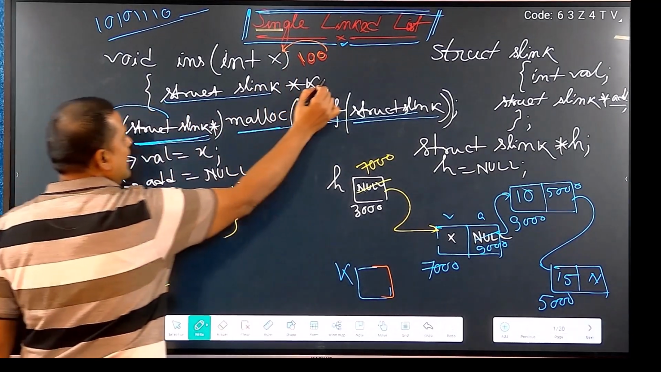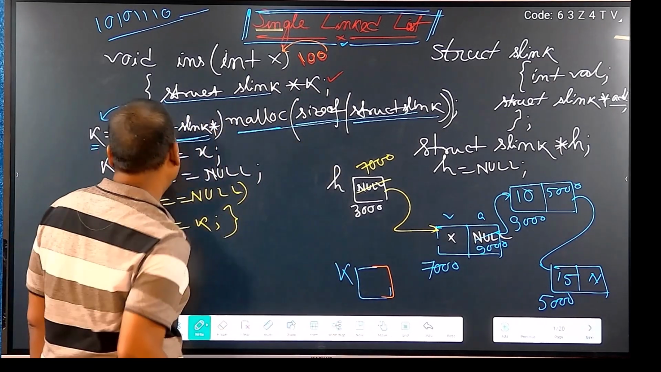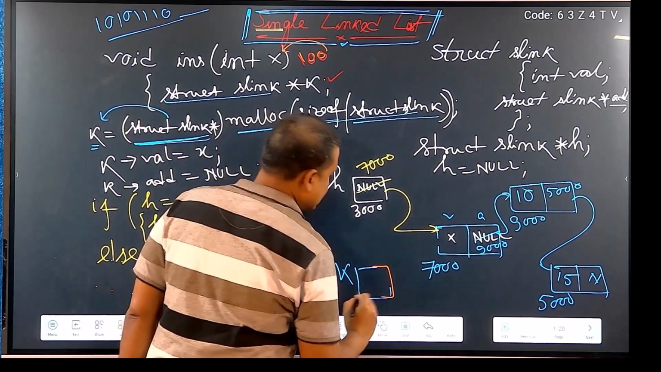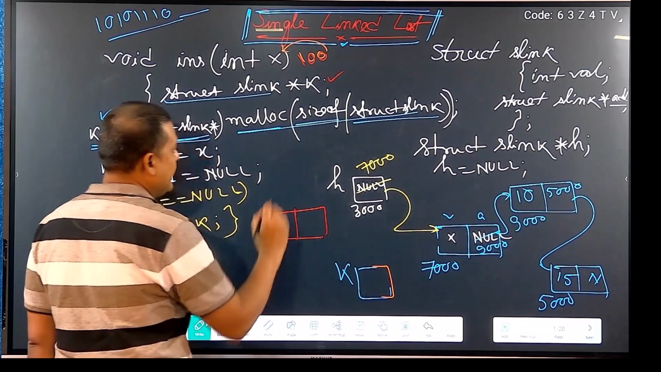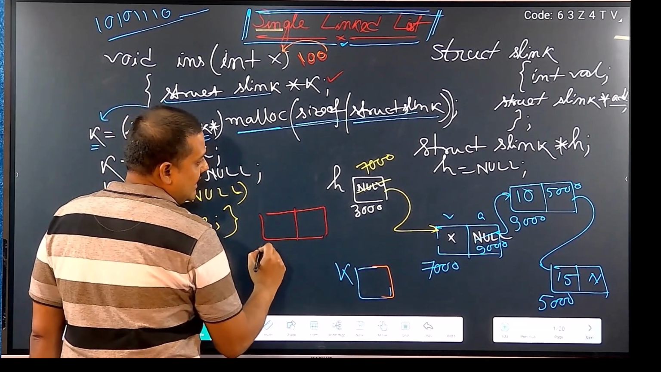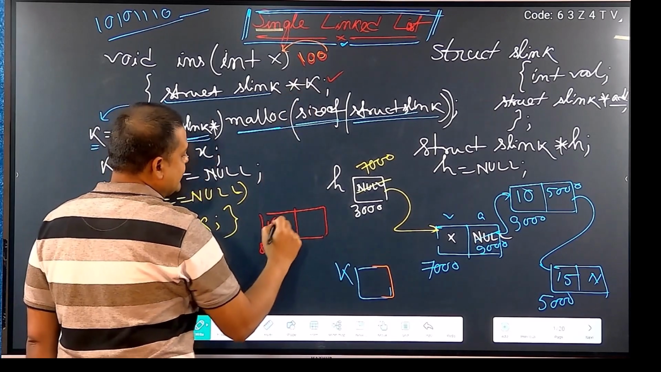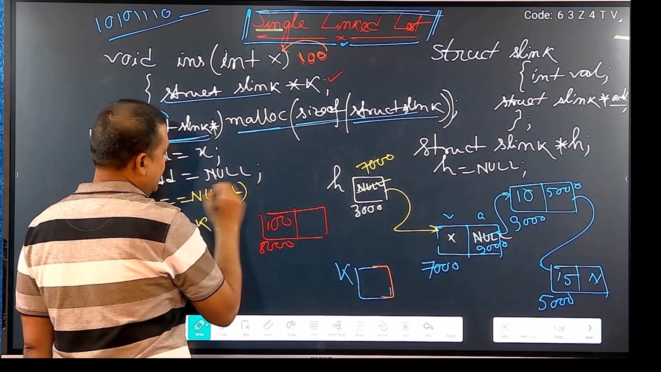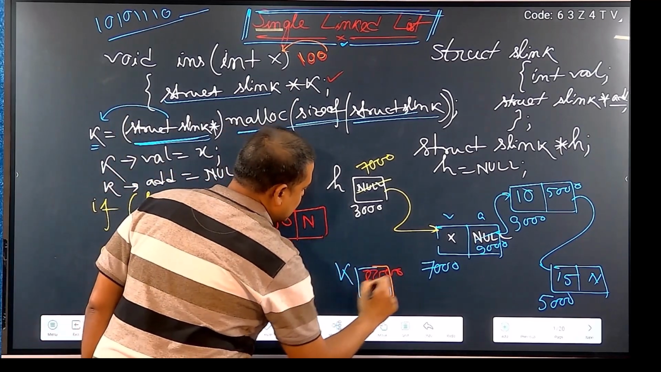I will create one more k. So, k is created at some location with the help of the malloc function. K arrow value. So, a new location is created. Say for example, the new location has base address 8000. The value 100 is assigned, k arrow value equal 100, and the next part is null. This is the scenario now. 8000 is there.